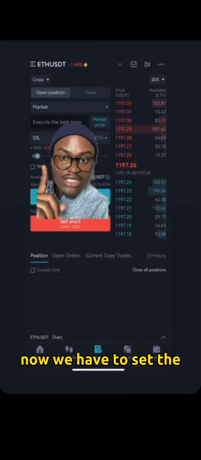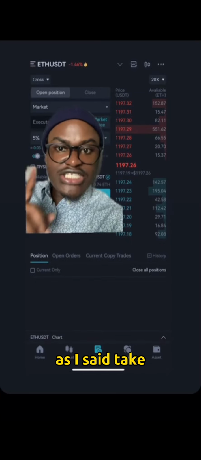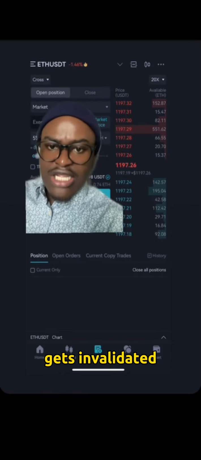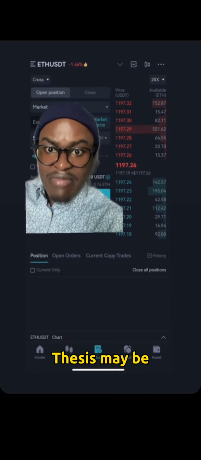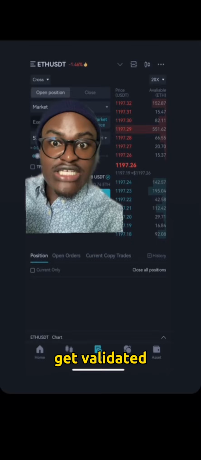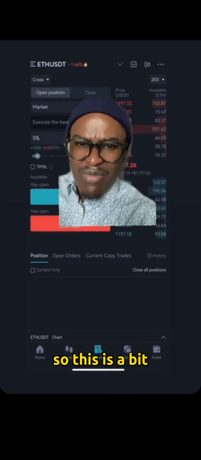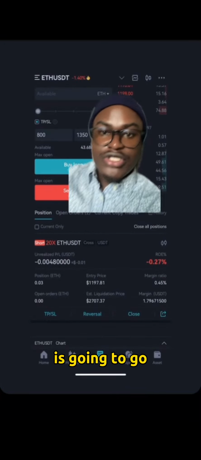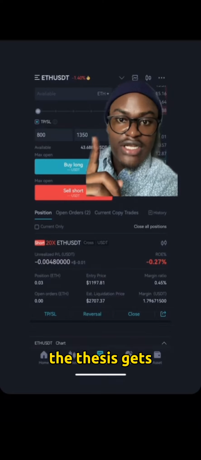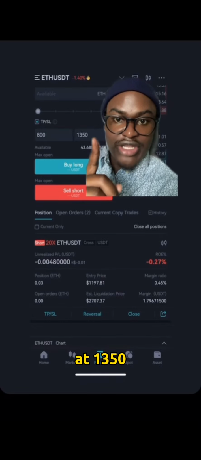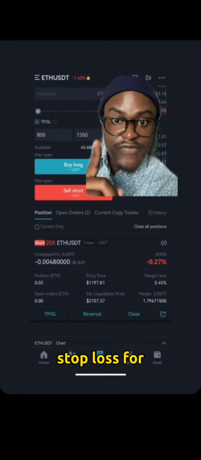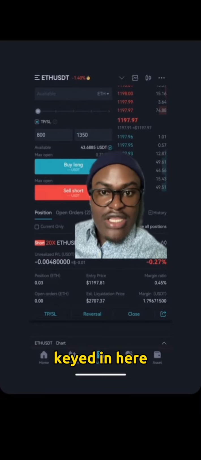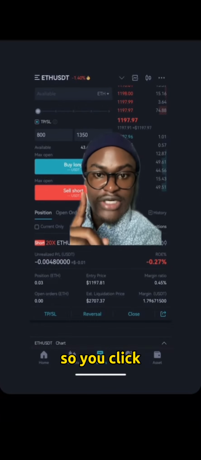Now we have to set the take profit and stop loss. As I said, take profit is where you think it's going to go, and stop loss is where your thesis gets invalidated. Now, bear in mind that that thesis may be invalidated and yet again get validated. So this is a bit more technical than it sounds. So in this case, we think Ethereum is going to go to $800 and the thesis gets invalidated at $1,350. So this is our stop loss for the trade and this is the take profit for this trade, and those are keyed in. Here we come to short, so you click short here.